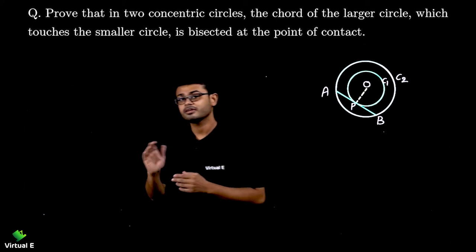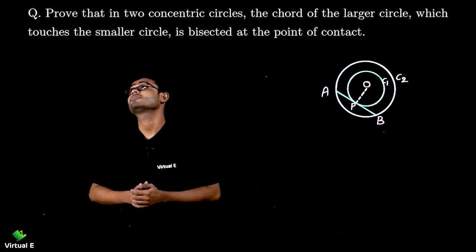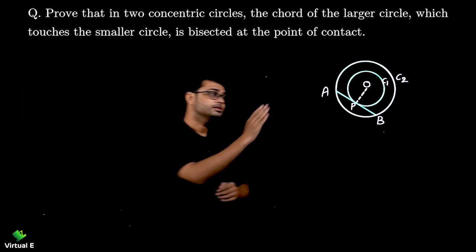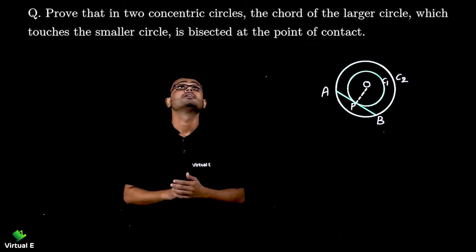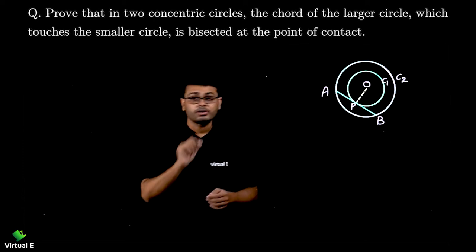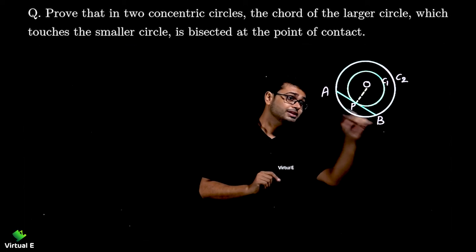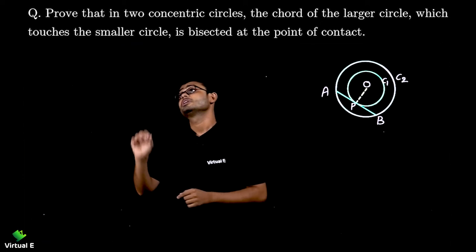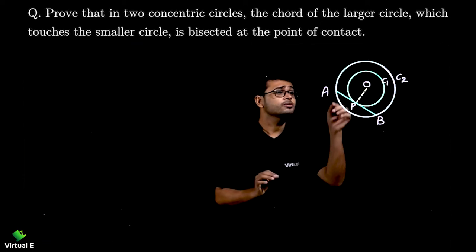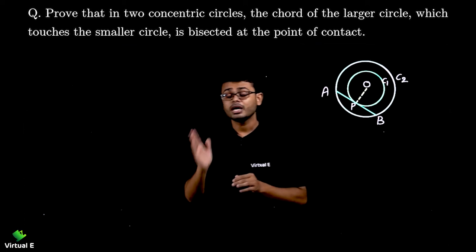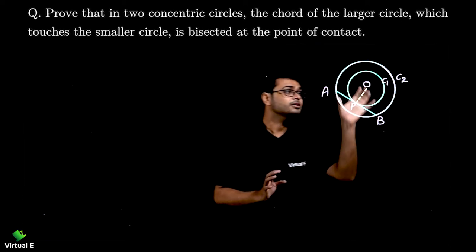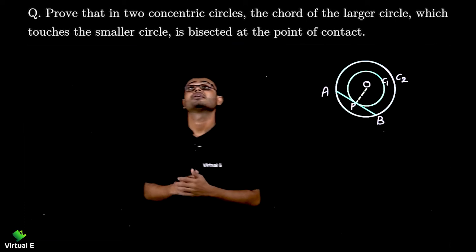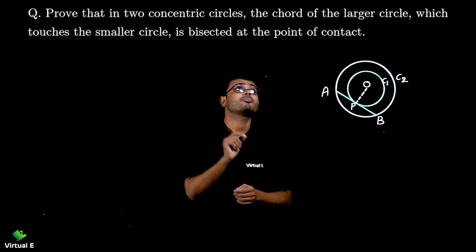So we are going to learn one theorem for that. Let's read the theorem first. Prove that in two concentric circles, it is given that these two circles are concentric, the chord AB of the larger circle which touches the smaller circle is bisected at the point of contact. Remember, when you draw the chord, you can draw it in many ways, but you need to draw it in a manner that touches the smaller circle. If it touches, then it will be a tangent, right?